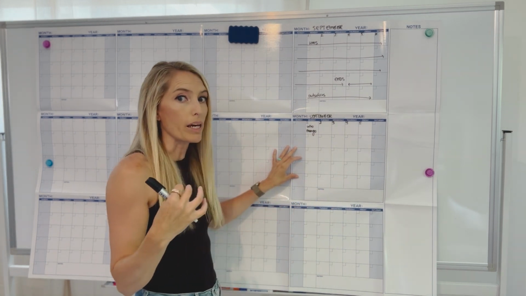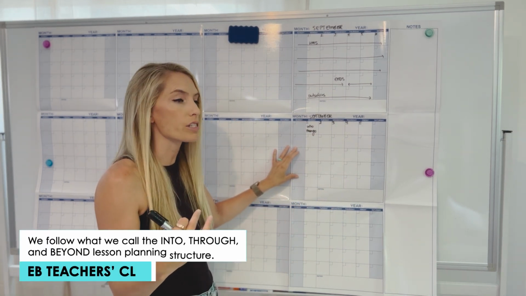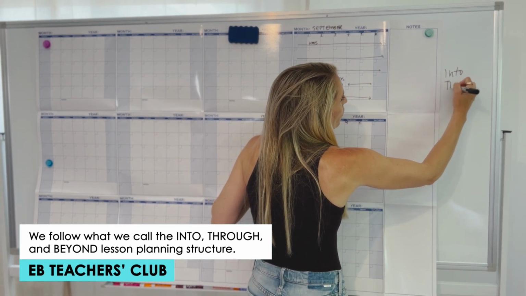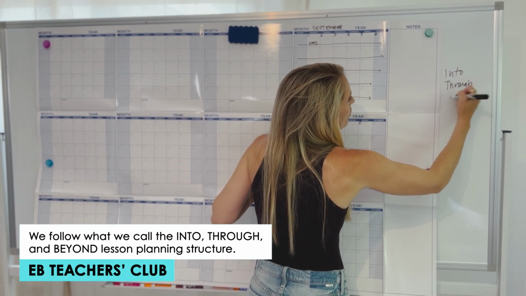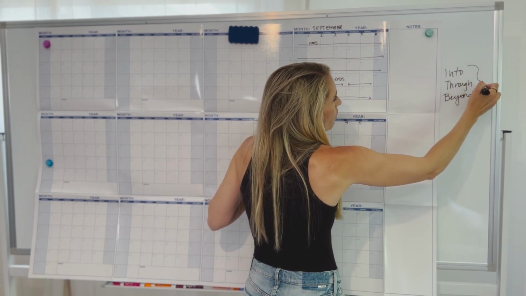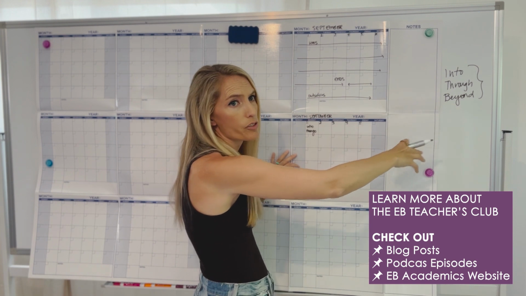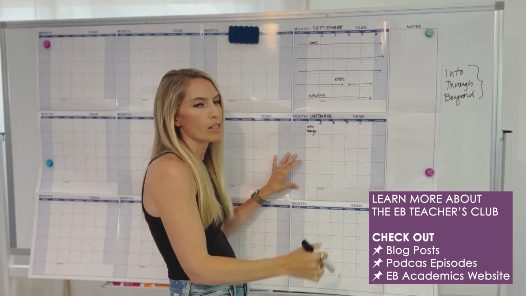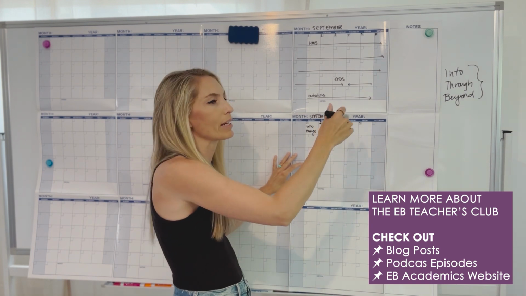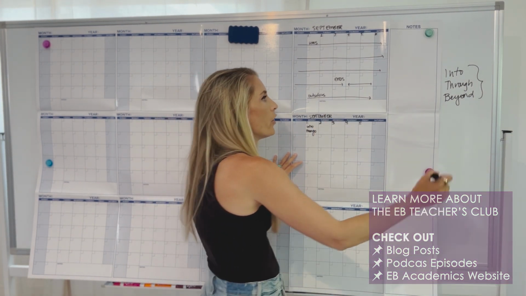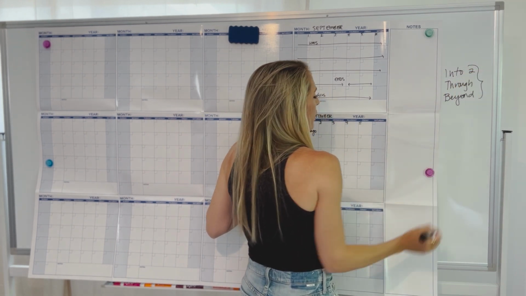And at EB, what we teach our teachers is to follow what we call an into, through, and beyond lesson planning structure. Okay, and this is something we go into detail in our EB Teachers Club at our Batch Planning Live event. We have some blog posts about it too, podcast episodes. If you just go to our website and type in EB Lesson Planning Approach, you'll find more information on that. But I know that an into lesson is going to take me about 2 days.